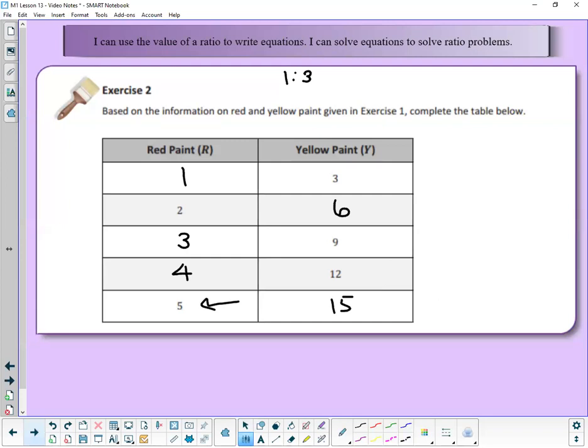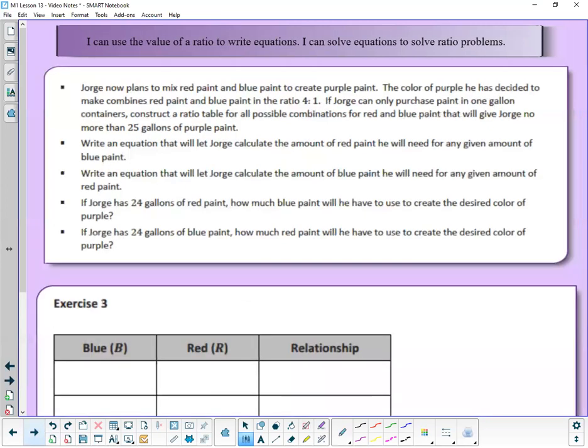And again, we're kind of following that same pattern that we had talked about back in lesson 9, where we have 1, 2, 3, 4, 5 going down in the red, adding 1 as we go. And here we're skip counting by 3 in the yellow paint. Or you can see how we're doing it by multiplication, which is the way I talked you through it. So that's what your ratio table would look like.